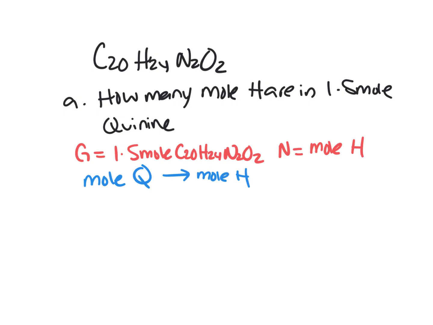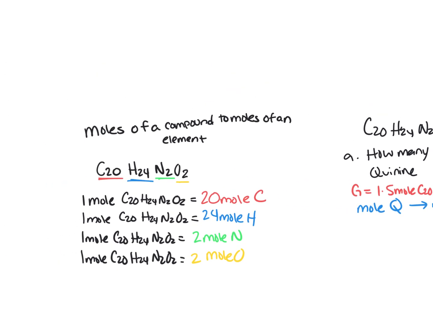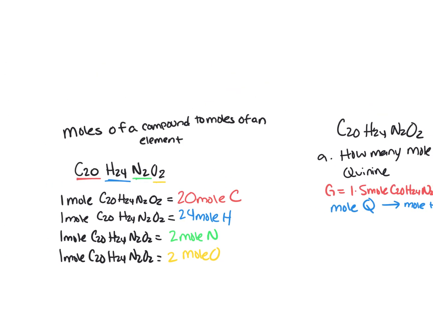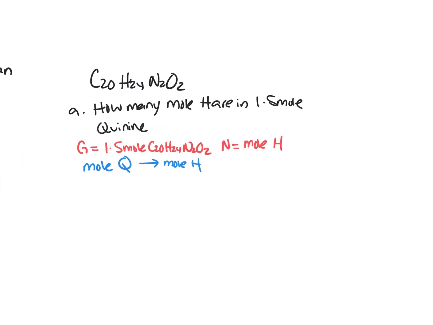The equality that you're going to need, we already wrote down. We know we have 4 separate equalities that we can get from our compound. We have to find which one has our given and our needed, which in this case is this equality right here, and that's the one we're going to use. We need both our given and needed in the equality. So you'd write your equality, 1 mole of quinine equals 24 moles of hydrogen. And now we can go ahead and set up and solve.